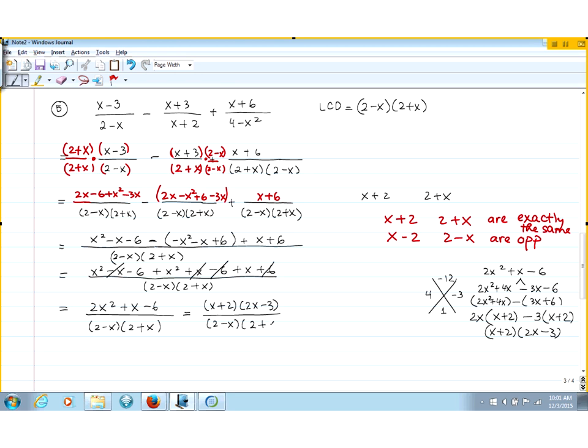This one is 2 minus x times 2 plus x. Okay. Then what? Cancel? Which one? X plus 2 and 2 plus x. Okay. So this is 2x minus 3 over 2 minus x. If you could do this, then it means you mastered this already. Yeah, this is long and difficult. But if you can do it, you mastered it already.